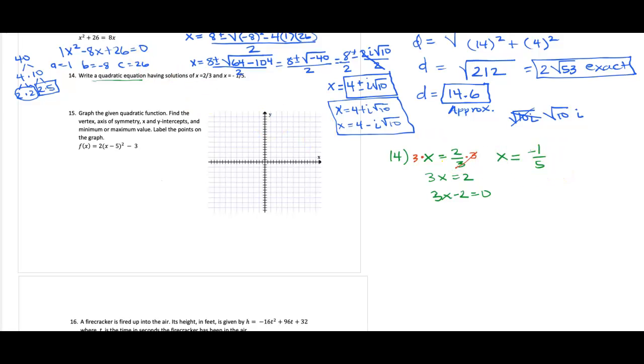So again, on this one, I don't want to deal with a fraction here. So if I multiply both sides by that denominator, then I get 5x equals -1. And then I get it all over on one side to put it equal to 0. So 5x minus 1 equals 0. And then those two things that I have set equal to 0, that's what's going to go inside my parentheses. And those are the two things that I need to multiply together to get my equation that I'm looking for.